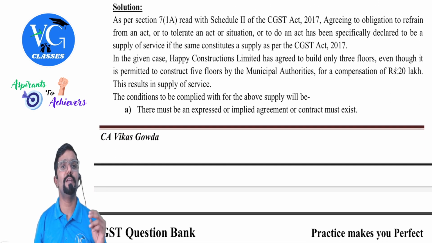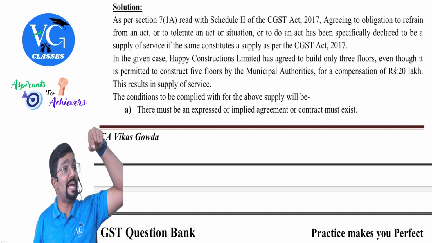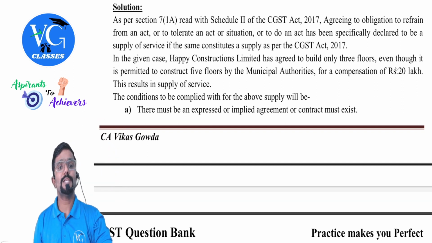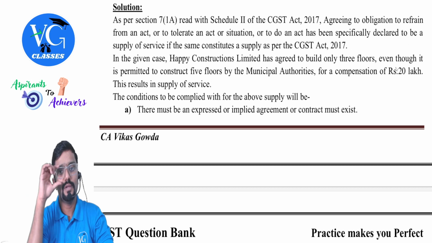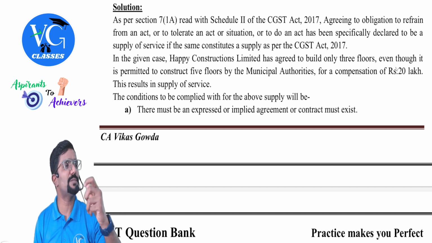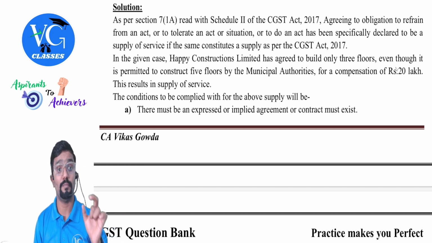This also has to be read with Schedule 2, and also there is one clarification for it. As per section 7(1)(a), read with Schedule 2 of CGST Act 2017, you can also mention as per clarification, because even there is one clarification on this. Sir, is it mandatory to mention as per clarification or as per circular? That is a choice, guys. But mention section number, schedule and all.